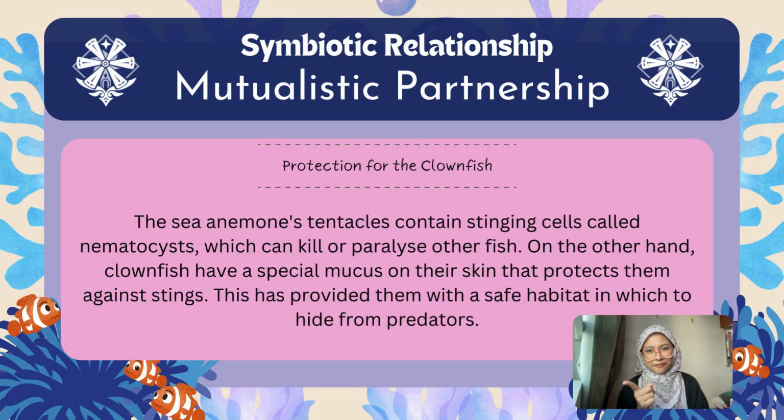So how can both clownfish and sea anemones give benefits to each other? Sea anemones can protect clownfish using the nematocysts, which can kill or paralyze other fish. Since clownfish have a special mucus on their skin to protect them against stings, this has provided them with safe habitats where they can hide from predators.